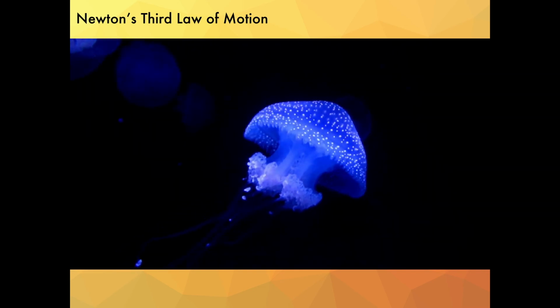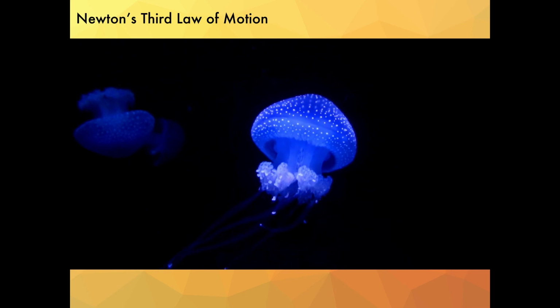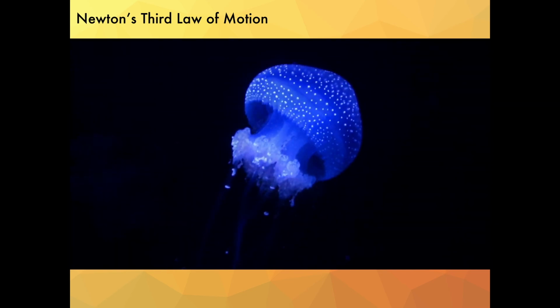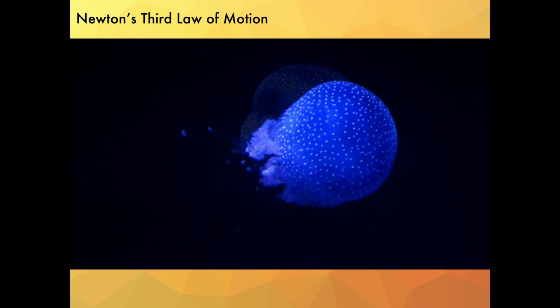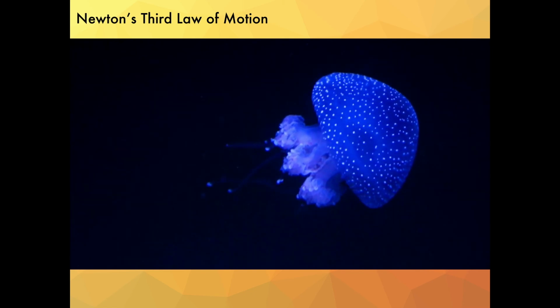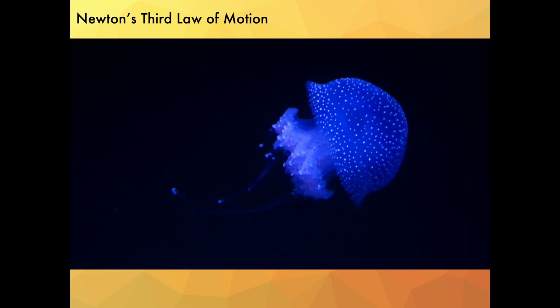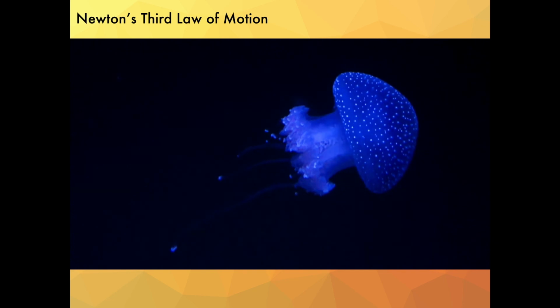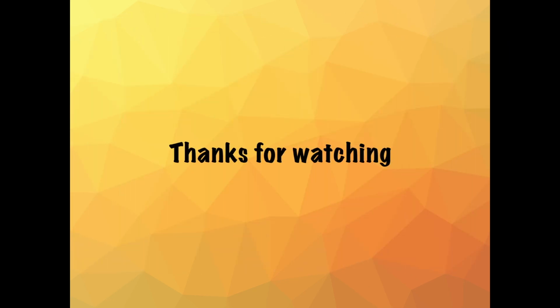Which means that if you have an object A, which is the jellyfish, generating a force Fa in a certain direction, on an object B, which is the water, then B is generating a force Fb, which is equal to Fa, but in opposite direction. That is Newton's third law of motion. I hope with this, we have a better understanding of forces and their effect on objects.